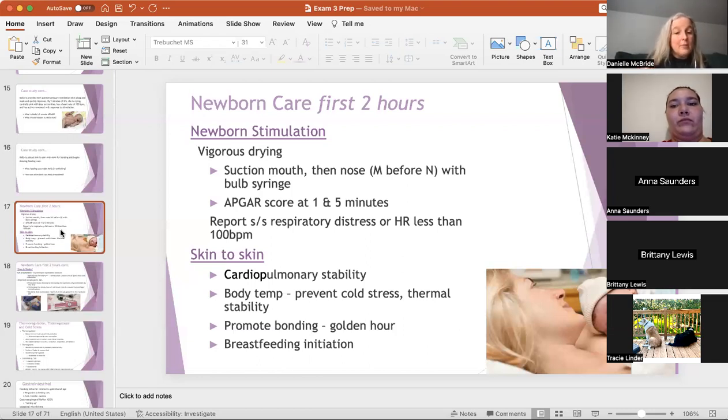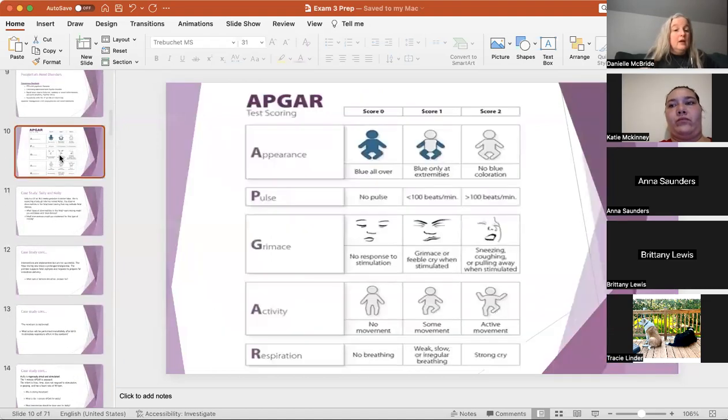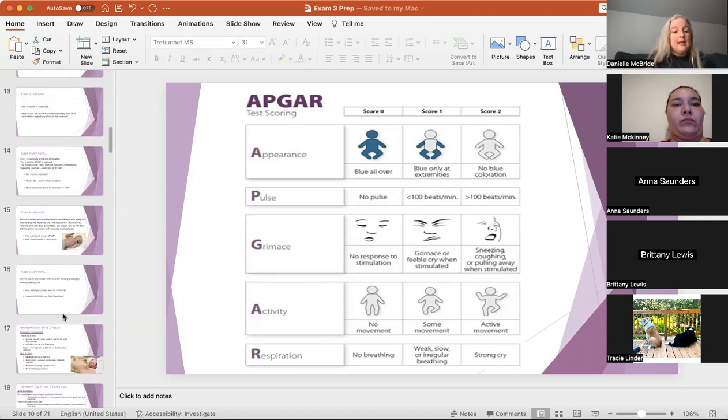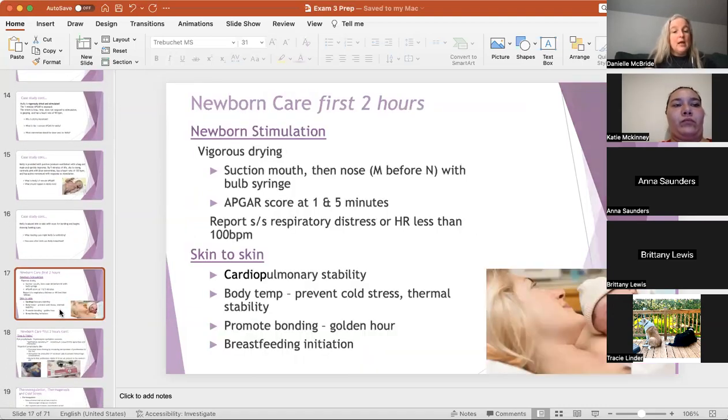All right, assigning APGARs. And I'm looking for signs of respiratory distress, like hypotonia, decreased muscle activity, decreased respiratory effort. So as I'm doing my APGAR scoring, I'm thinking, is this kiddo okay, or do I need help? When might I want to call for help?